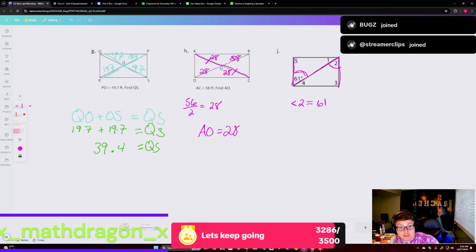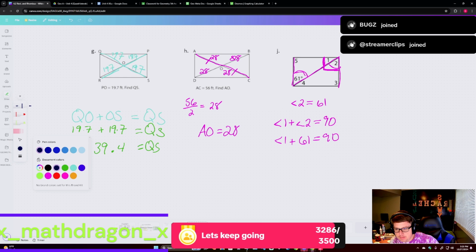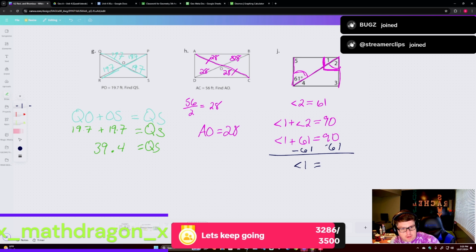Okay, and I know angle 1 plus angle 2 equals 90 degrees because in rectangles this has to be 90 degrees, so there's a box here. And I know angle 2 is 61 because I just solved that. Subtract 61 from both sides, and angle 1 equals 29. So angle 1 is going to be 29 degrees, which is the same under that same logic of the Z as angle 4. Angle 4 is going to be 29 degrees.